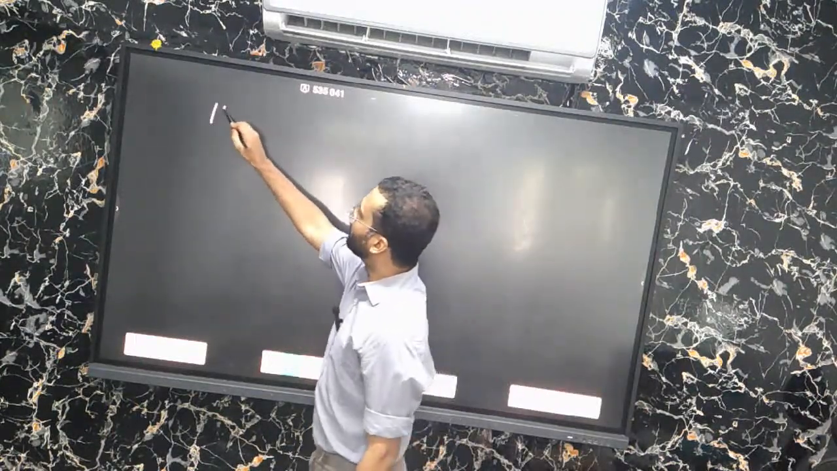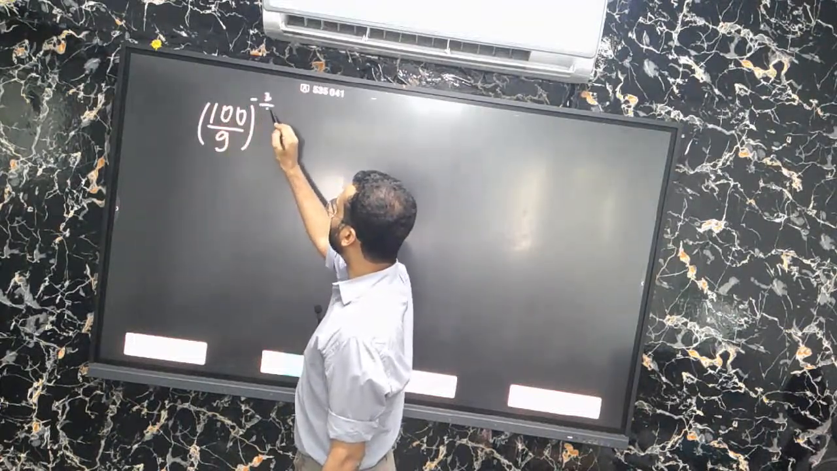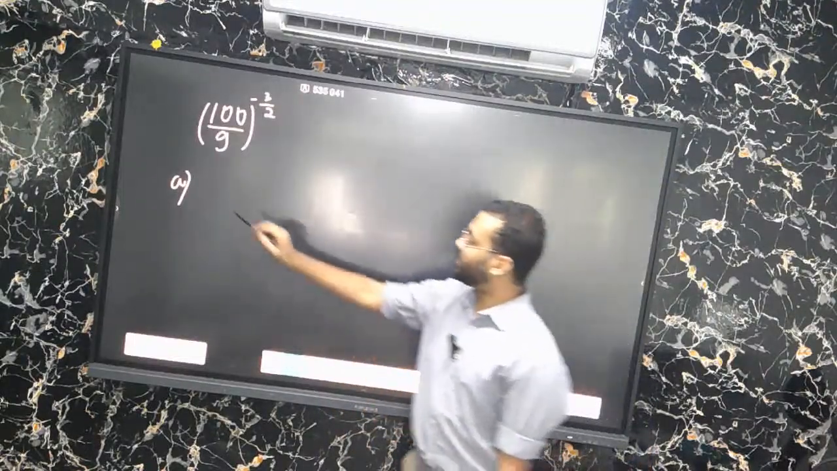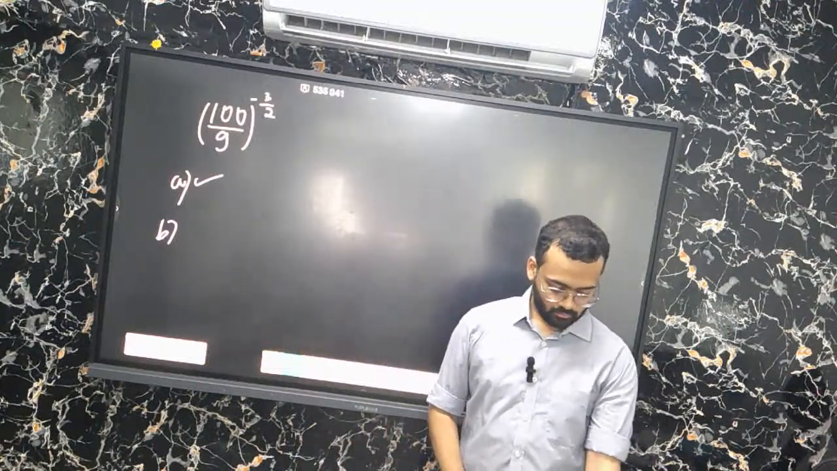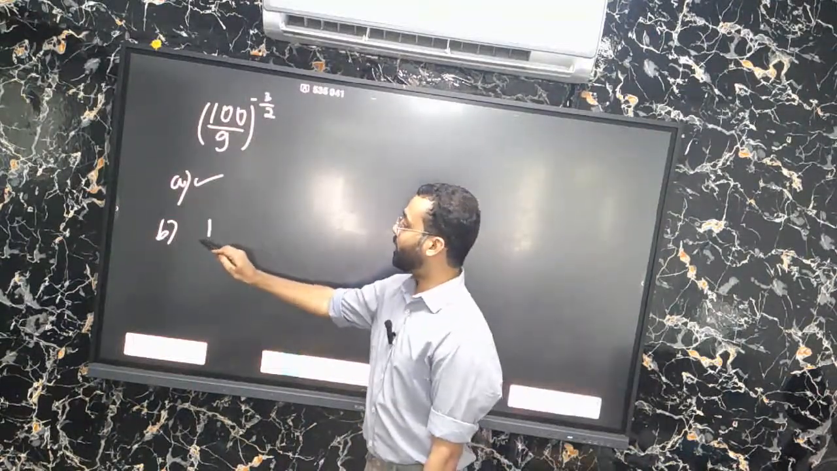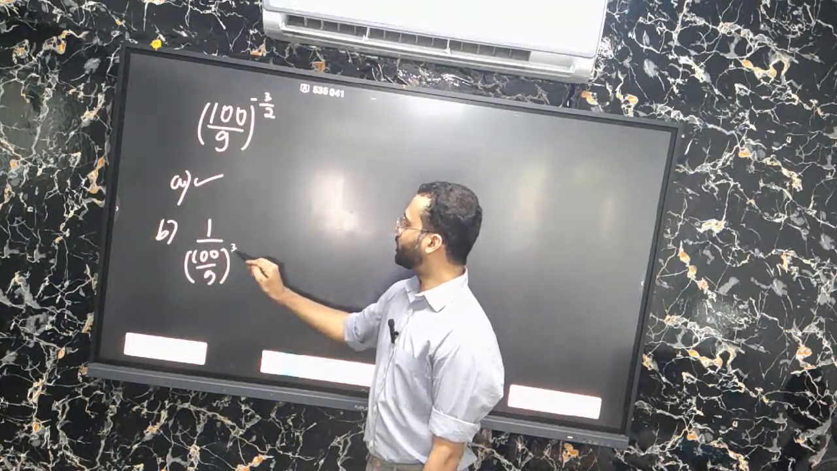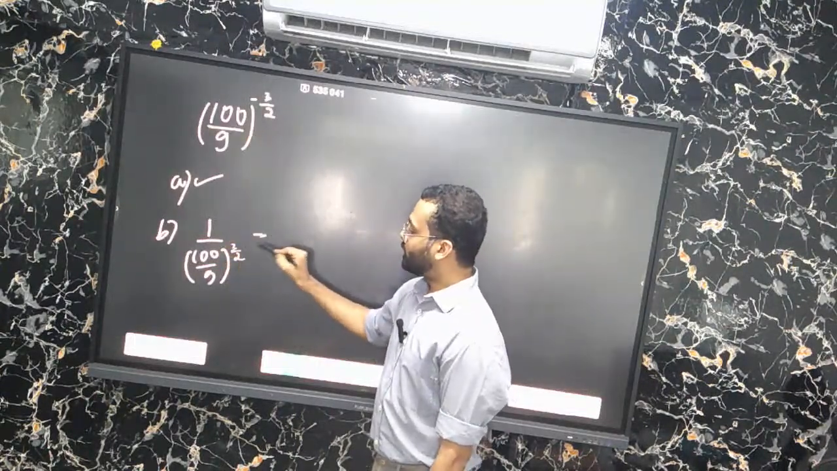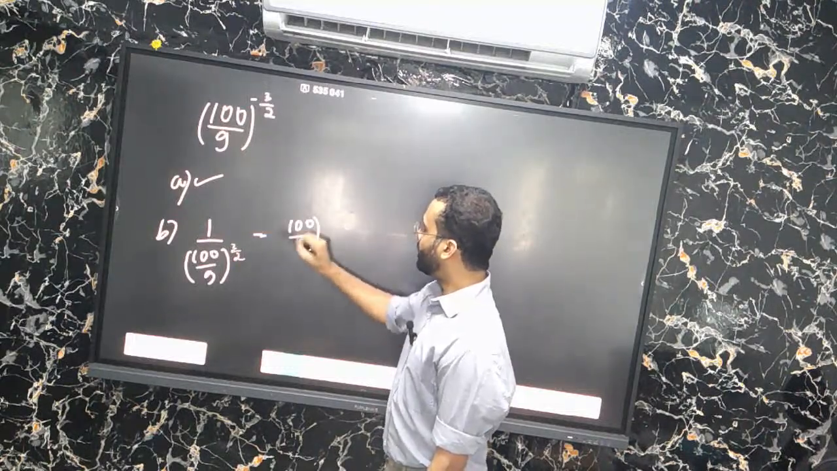Which of the following is not equal to 100/9 to the power of -3/2? Option A. Option A is the same as the question. Okay. Option B. 1/100 by 9 to the power of 3/2. Okay. So this will be equal to exactly the question. This 3/2, when I take it on top, it will become 100/9 to the power of -3/2.